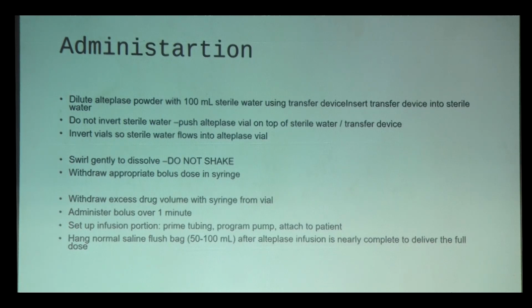So for administration, I hope those who are already working in the emergency team are well aware of it. Dilute alteplase in 100 ml sterile water, and we should not shake it vigorously, it should just be swirled, and withdraw the appropriate bolus. The usual recommended dosage is 0.9 mg per kg body weight, 10% of which is given as a bolus, and the rest is given as a 1 hour infusion. The bolus should be given over 1 minute.